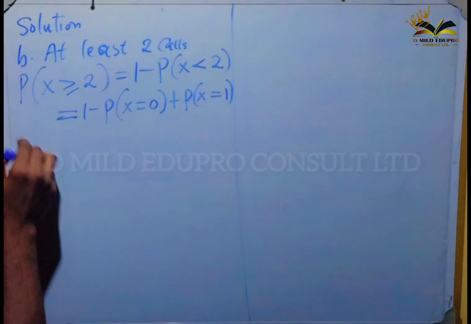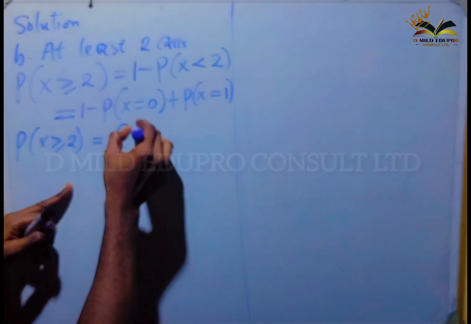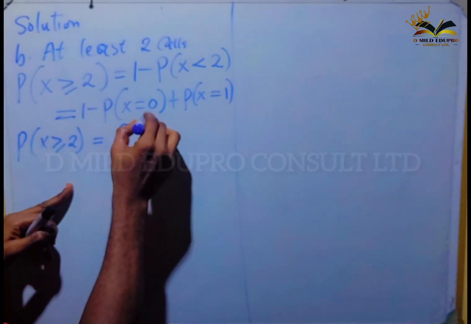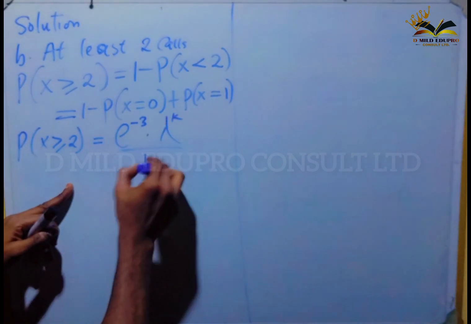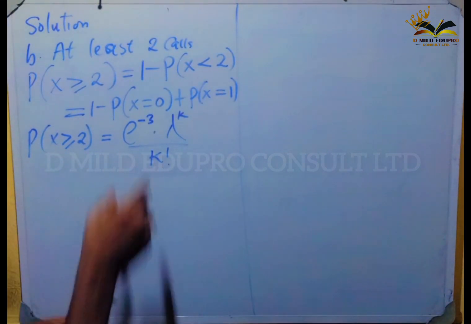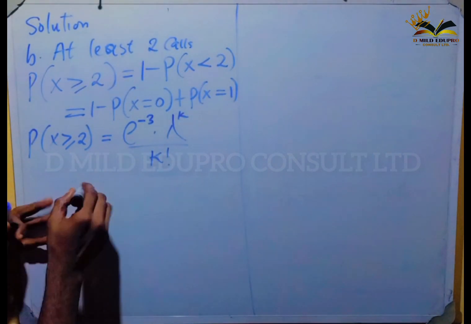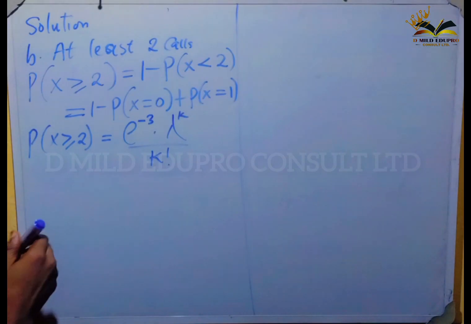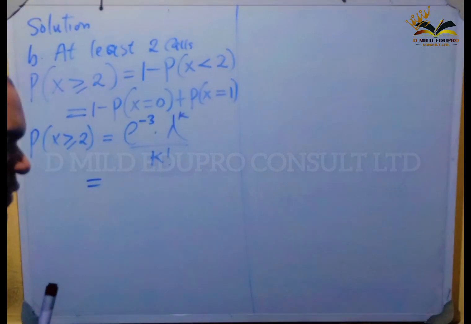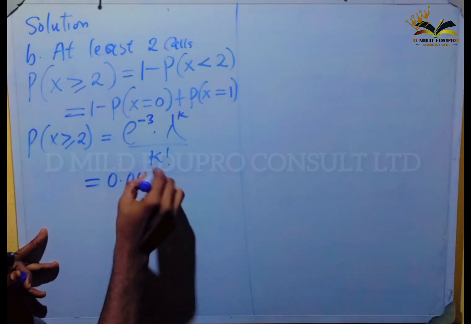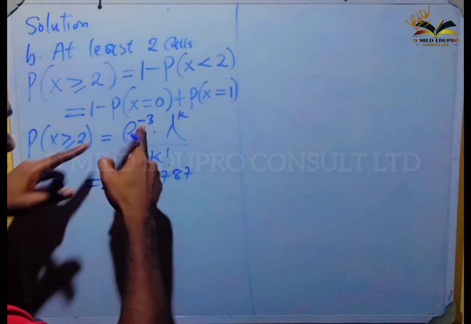Remember the formula also. So probability of x greater than or equal to 2 will now be equal to exponent, so we have to just repeat, then lambda raised to power k all over k factorial. If you know from the A part, we already have the value for this, right? But k will be 0. So we're going to have exponential raised to power minus 3, which gives us the value 0.049787, right? So that is for this.